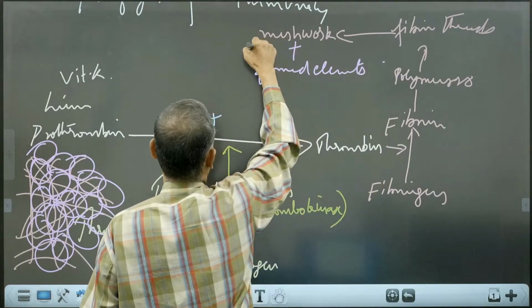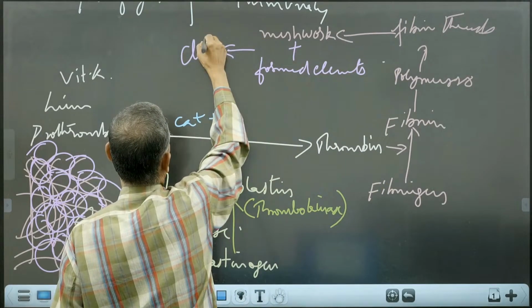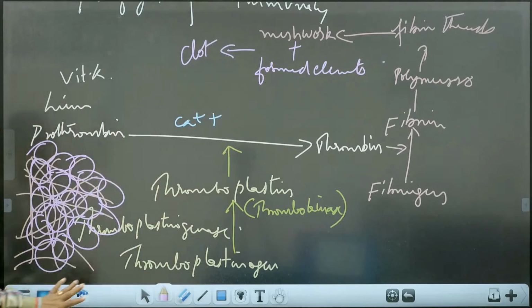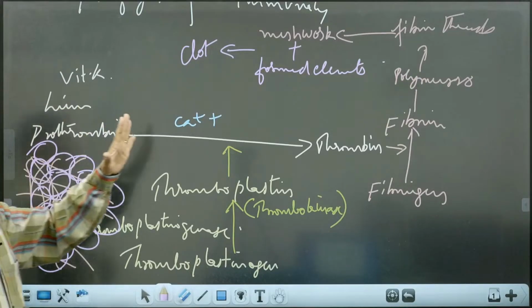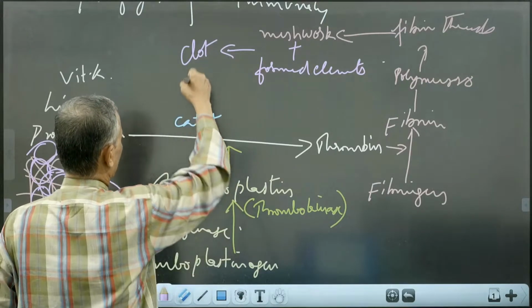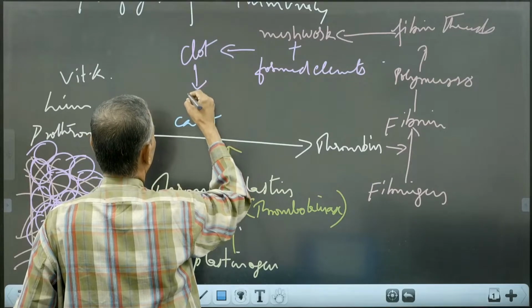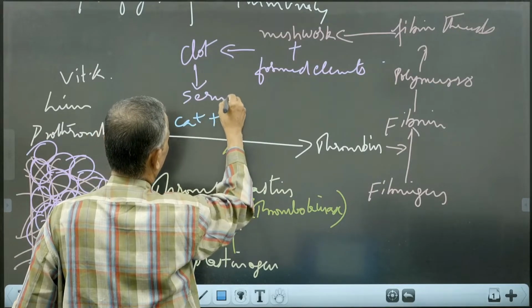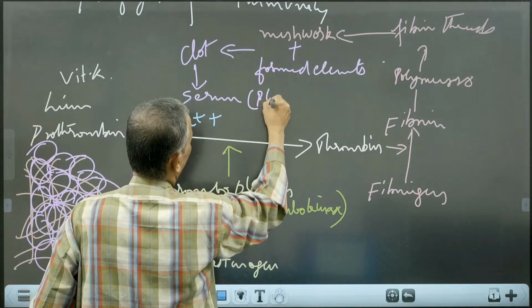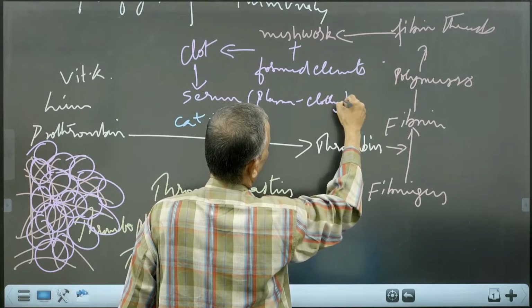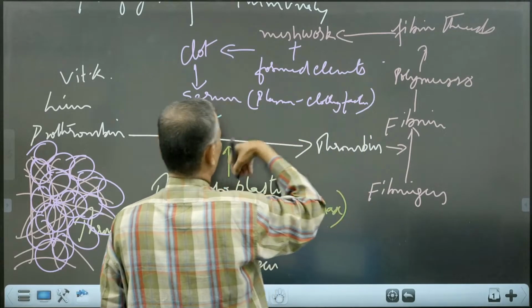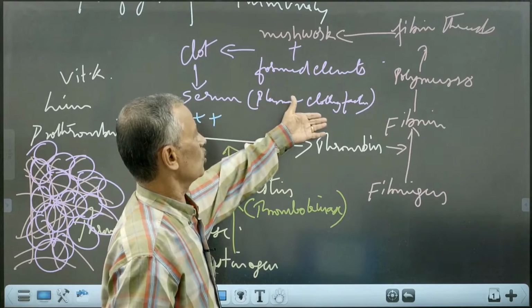Formed elements trapped in it will form what is called the clot. This is the clot. Through the clot, a small amount of plasma comes out. Now this plasma does not have clotting elements. So plasma without clotting elements is called serum. What is serum? Plasma minus clotting factors. Serum cannot clot, because it is without clotting factors.